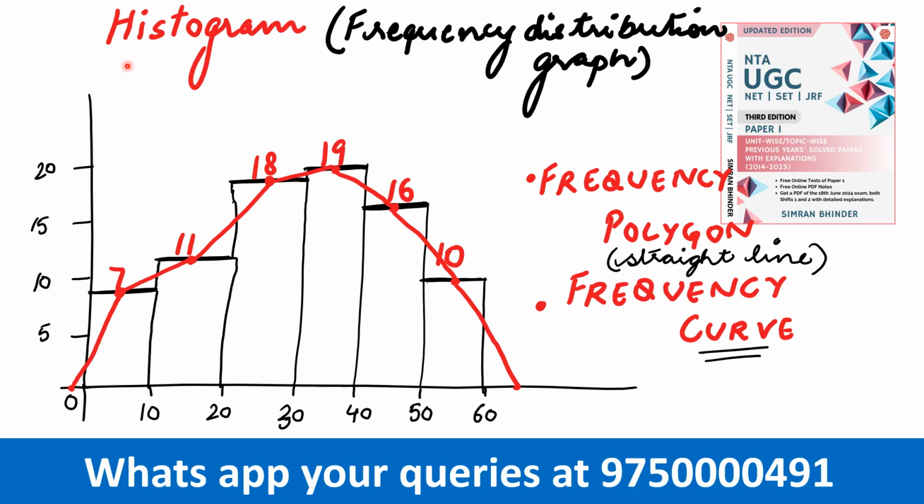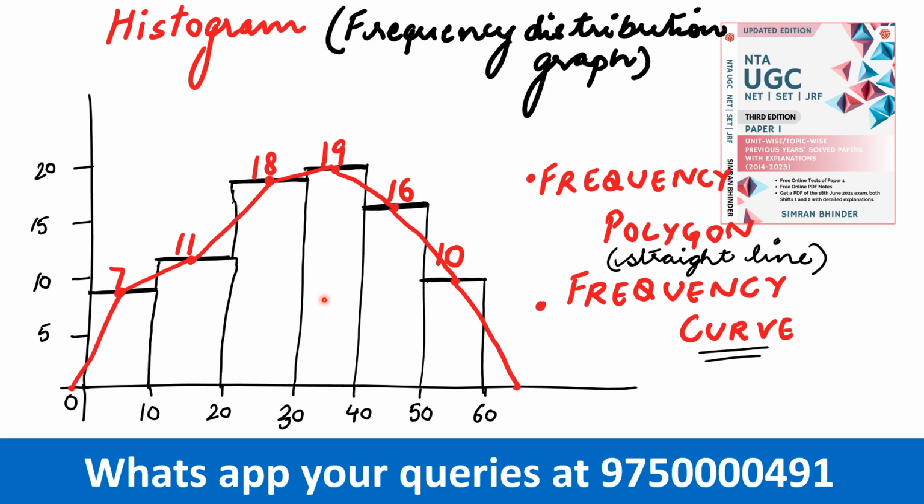Now you are prepared with this term histogram. I'm going to discuss two other terms, that is frequency polygon and frequency curve now. Why? Because maybe these terms can be there as options in your next UGC-NET SET examination. So you should prepare these terms. Okay? Histogram, you are clear with that, this is frequency distribution.